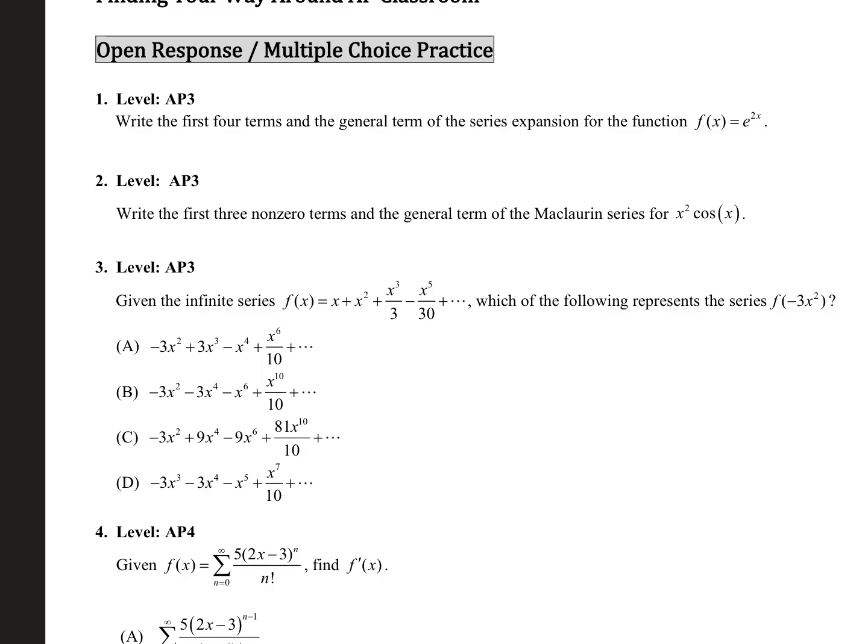So looking at this first one, we want to find e to the 2x. So remember, we can use known polynomials. We can use the fact that it's a geometric series or the definition. But looking at this, it's very close. It's just a manipulation of the Taylor polynomial of e to the x. It wants the first 4 terms and the general term. There's your first 4 terms, your general term.